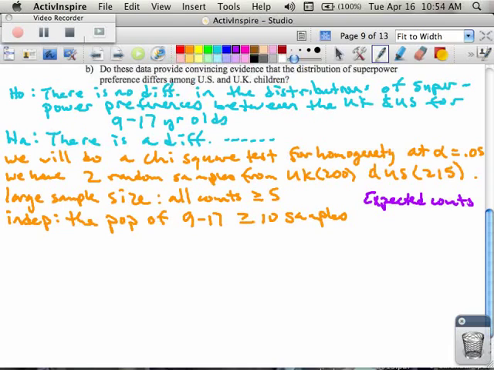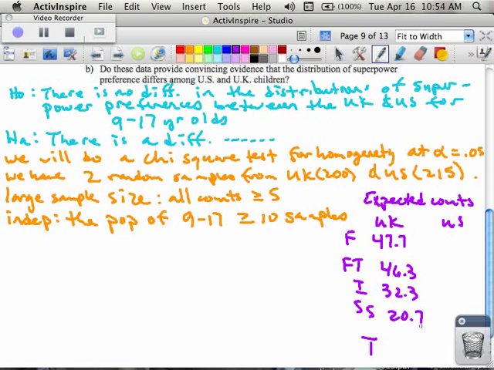So from our expected counts, we had the UK and the US. We had flying, freeze time, invisibility, super strength, and telepathy. For the UK, when I did mine, I got 47.7, 46.3, 32.3, 20.7, and 53.